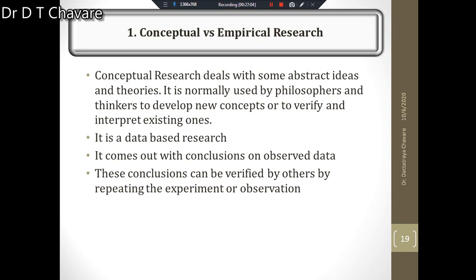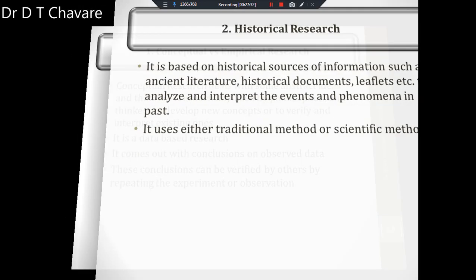These conclusions can be verified. Whatever conclusions there may be about your research, those conclusions can be verified by others by repeating the experiment or observations. It means that such experiments are done again and again, repetitions are done and observations are observed again and again. In this way, this type of research is conducted. This is conceptual versus empirical research.